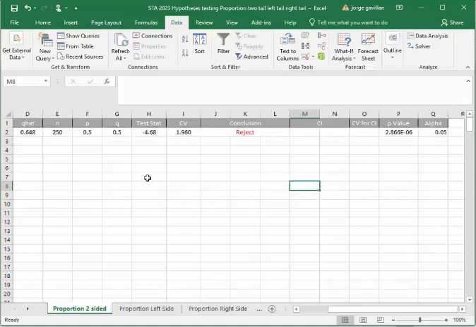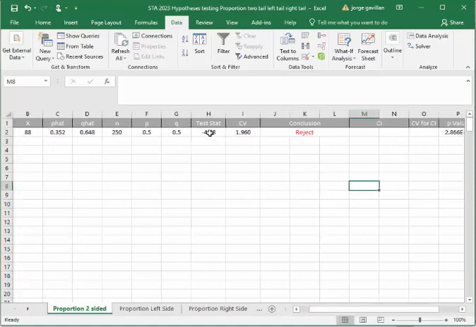So the next thing that I want to do is make sure that I know how to calculate my test statistic. And if you remember, it's going to be our p-hat, which is 0.352, minus our p, which is 0.5, divided by the square root of p times q, divided by our sample size, which is 250. And that gave us negative 4.68. And so according to this formula, it's telling us that we're going to reject the null hypothesis.